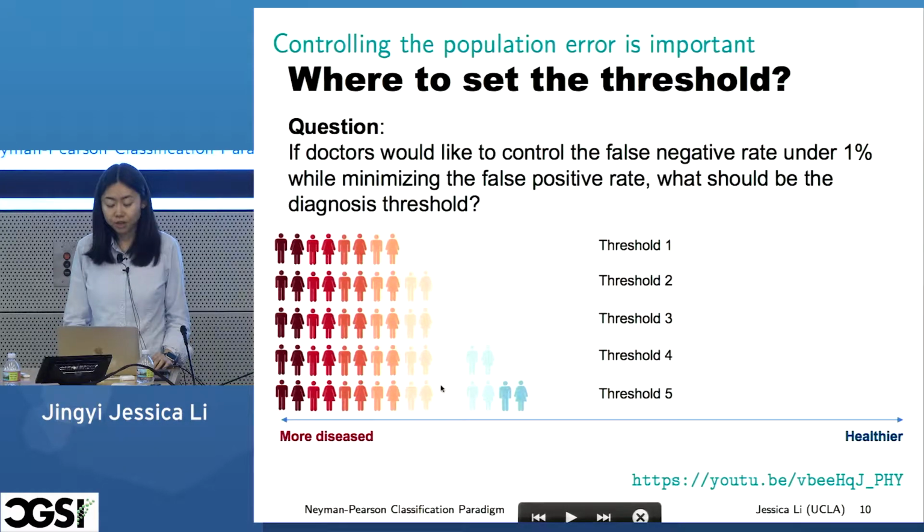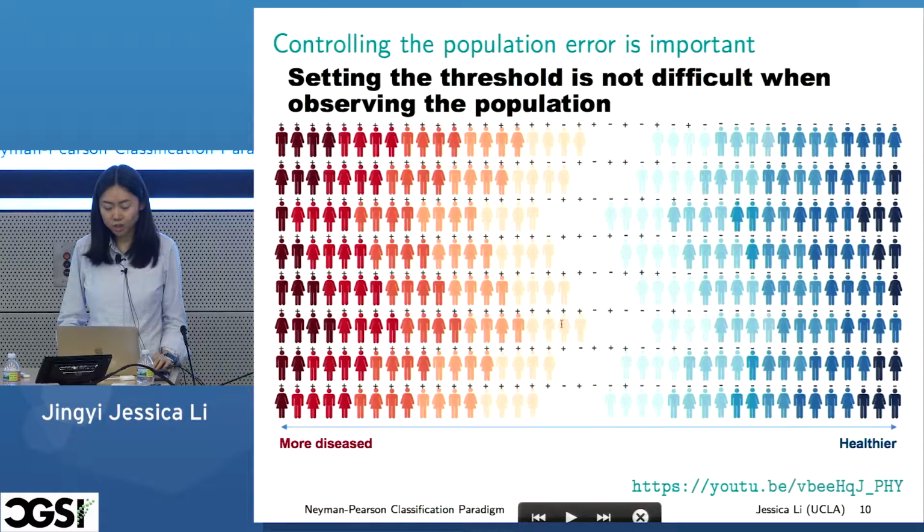If we can observe the whole population, it's not a difficult problem at all. Maybe a middle school student can do it. You can just do the counting, right? You can just count where the 1% false negative rate threshold is, and that is threshold 4. So we can just come to this calculation.